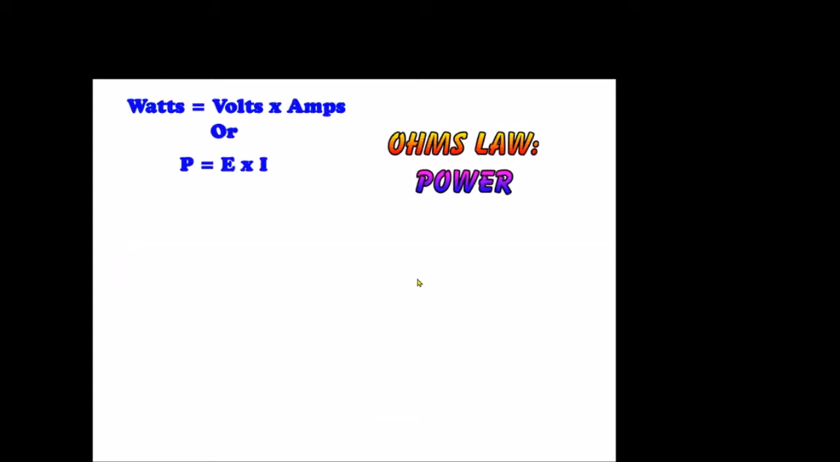All right, so one more formula, Ohm's law power. The actual power, watts equals volts times amps. So our actual power is basically a combination of both voltage and amps. Simplified, it would be power equals electromotive force times current. So let's take a look.